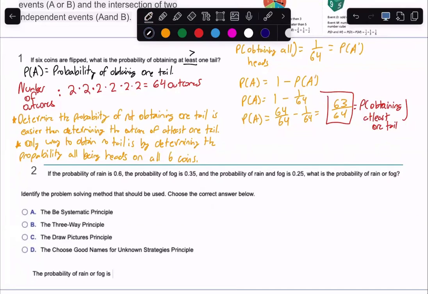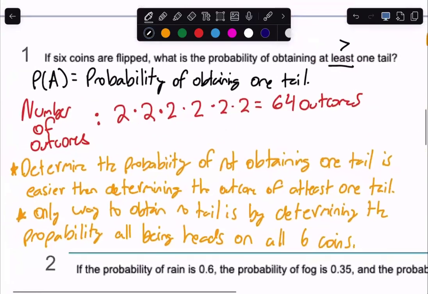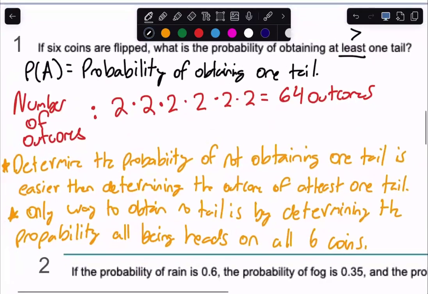All right, does anyone have any questions on number 1? I'll give you a minute to write it down, so I'll come back to this part, and then I'll give it a minute and put it to the right.